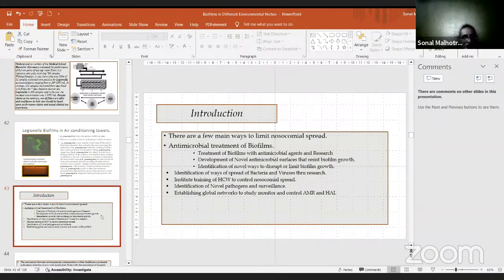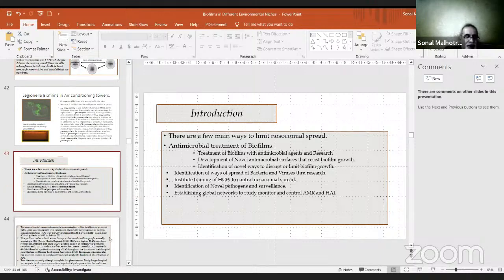So anyway, this is how we can talk about this. There are a few main ways to limit nosocomial spread: treatment of biofilms with antimicrobial agents and a lot of research, development of novel antimicrobial surfaces that resist biofilm growth, identification of ways of spread of bacteria and viruses through research, institute training of healthcare workers to control nosocomial spread, and establishment of global networks to study, monitor, and control AMR and HAI. So when you have these different diseases that are appearing, we can do that.